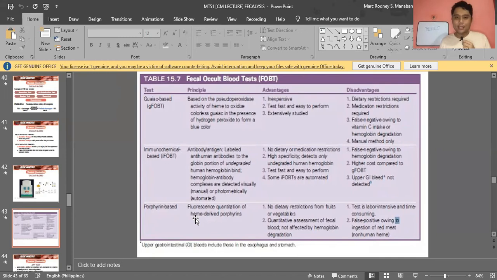But if it's immunochemical testing or porphyrin, then the procedures and principles are different. So as soon as you read FOBT, okay, straight to pseudoperoxidase. Just read the question carefully. Okay? Alright.